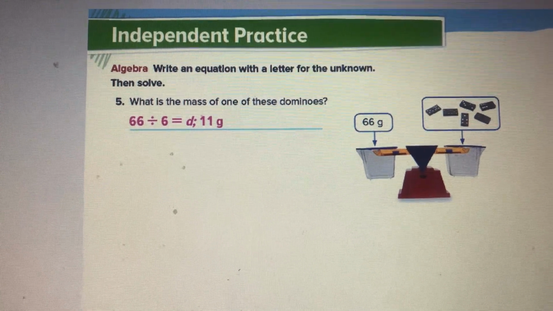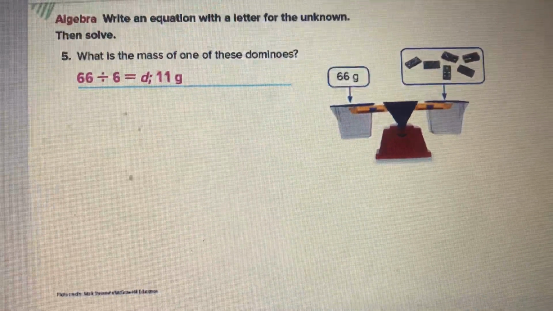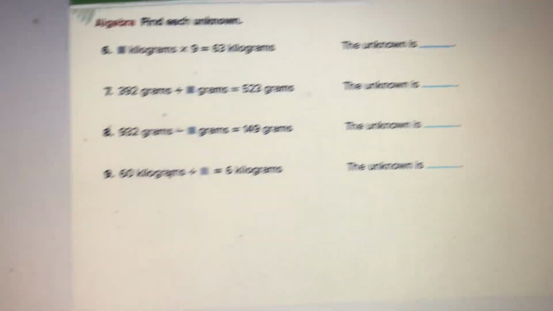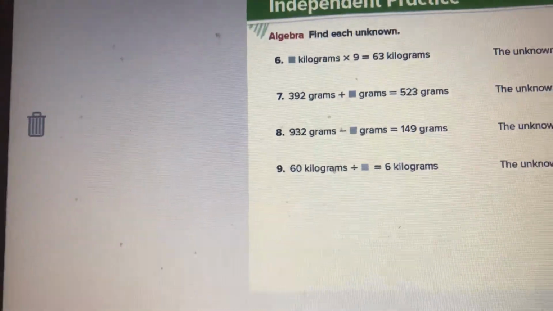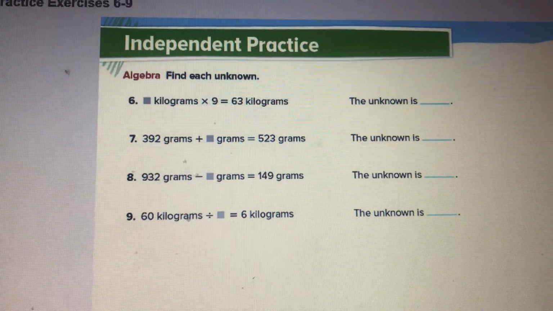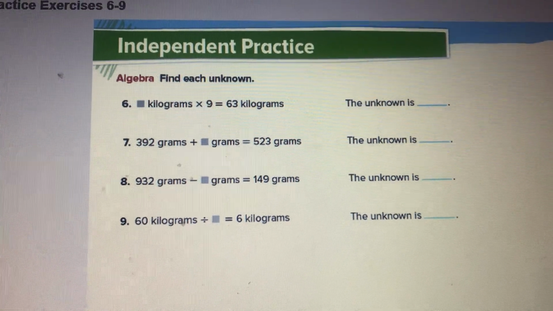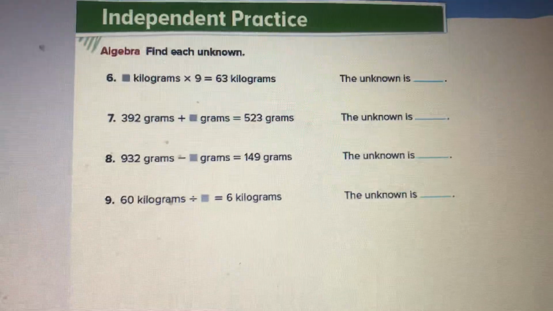11 grams. This is where that division comes in pretty handy and multiplication comes in pretty handy, okay? Number 6, find each unknown. Here is a really good example of, if you know your multiplication facts, how easy this is going to be. If you don't, you're going to need to look at a multiplication chart and keep practicing those facts, okay?